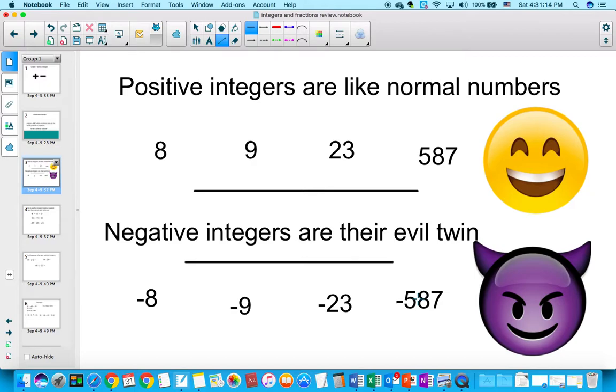Now, the most common example used in math with negative integers is money. If you have $23, you have more than someone who has $8. So 23 is bigger than 8, right? Well, if you have negative $23, you owe $23. It means you have less money than the person who owes $8 or has negative $8. It's just opposite.